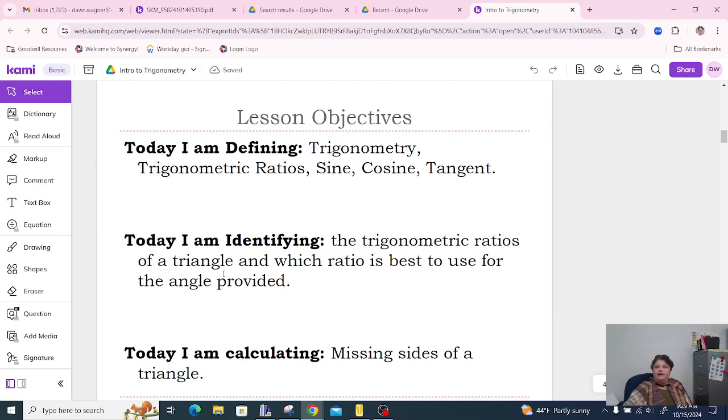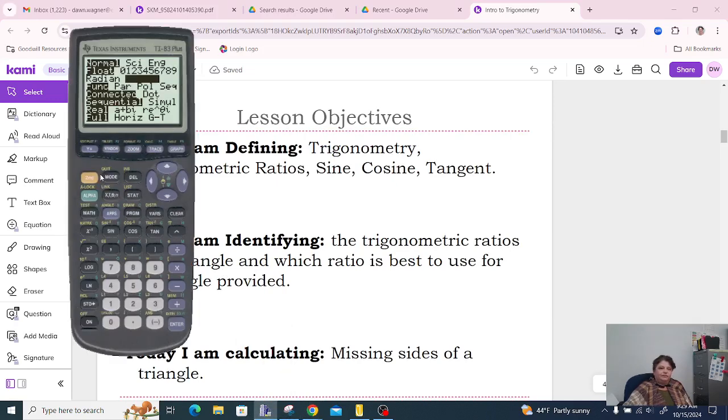Okay, so sine, cosine, tangent. On your calculator, go back to second quit. On your calculator, you have sine, which is SIN. Look and see if you can find it. You have cosine, which is COS, and you have tangent, which is TAN.